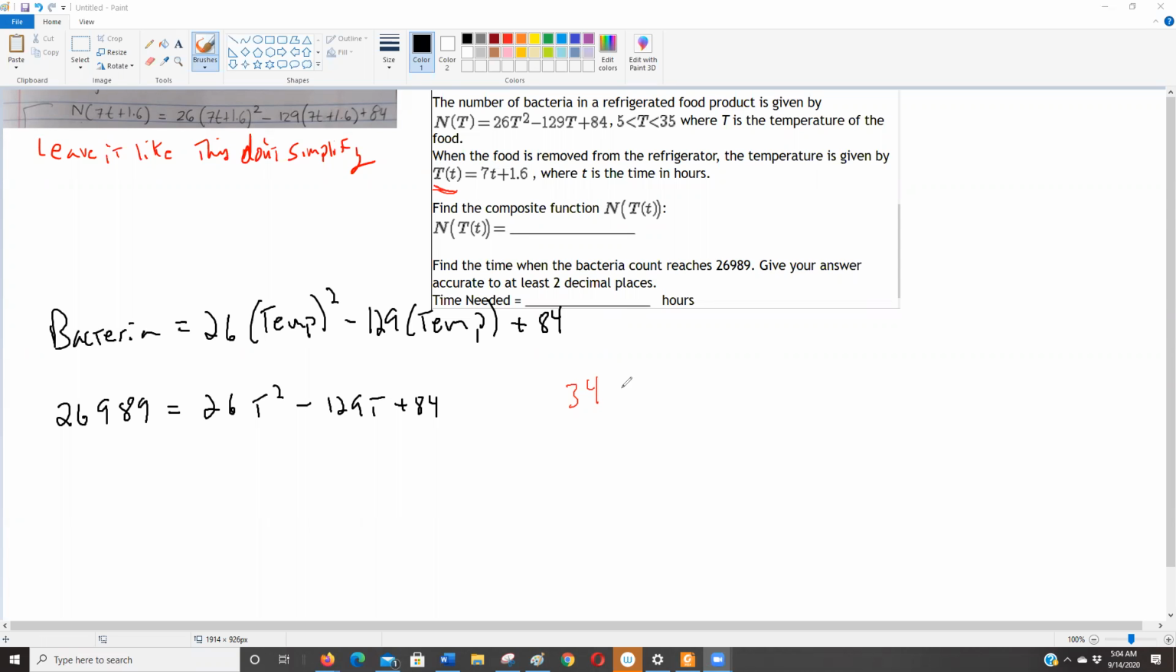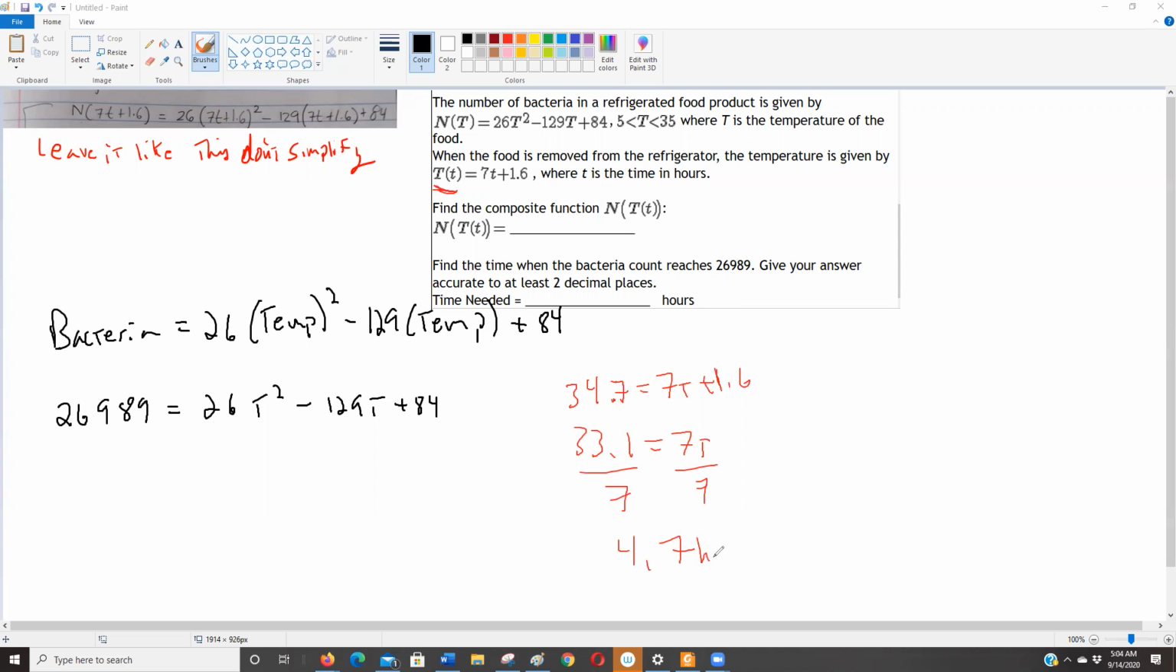I haven't had any coffee yet this morning, so that's one reason I'm saying this. So 34.7 equals 7t plus 1.6. Now I solve this equation, and that'll give me the time. If I subtract, what's 34.7 minus 1.6? I think it's 33.1 equals 7t. Then I divide by 7. 33.1 divided by 7, I'm getting 4.7. Is this hours? Yes. Okay.